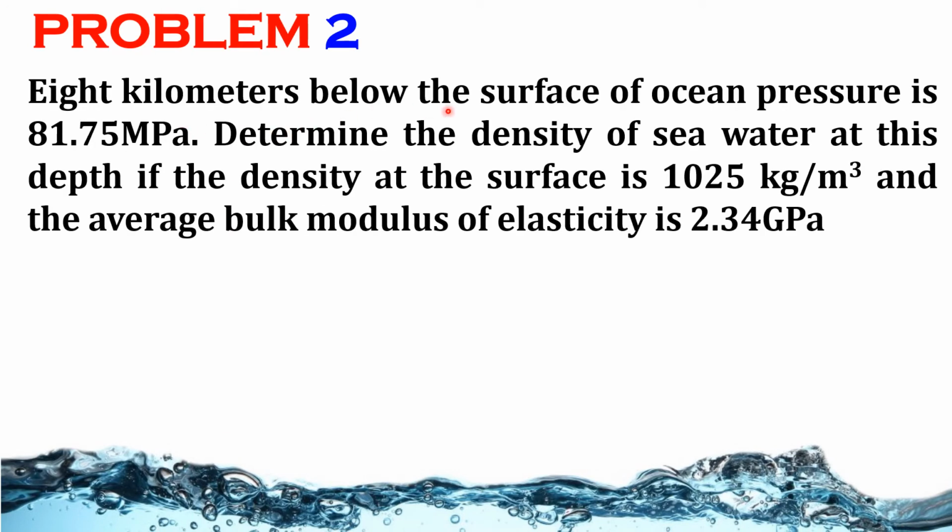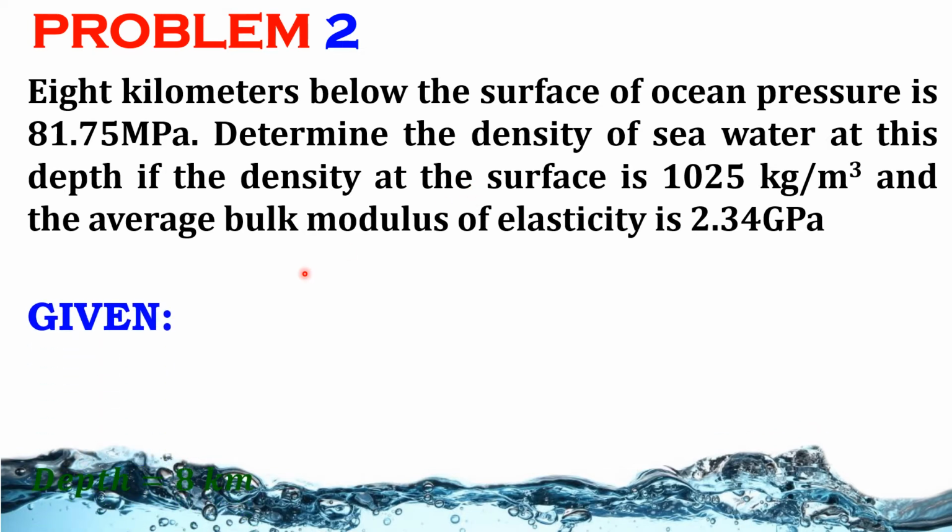Next problem, problem number 2. 8 km below the surface of ocean, pressure is 81.75 megapascal. Determine the density of seawater at this depth. If the density at the surface is 1025 kg per meter cube and the average bulk modulus of elasticity is 2.34 gigapascal. Here they are asking you to calculate the density of the liquid at the 8 km depth.